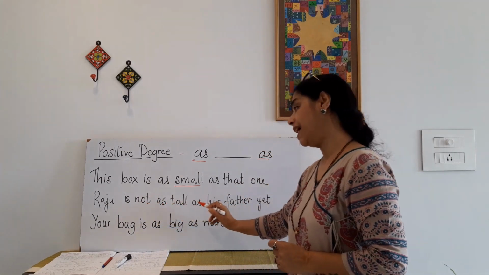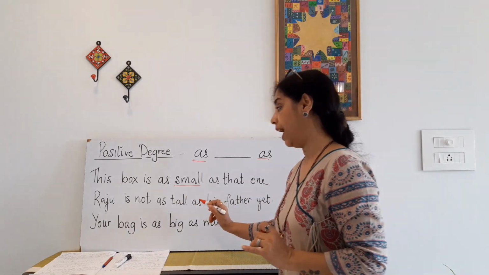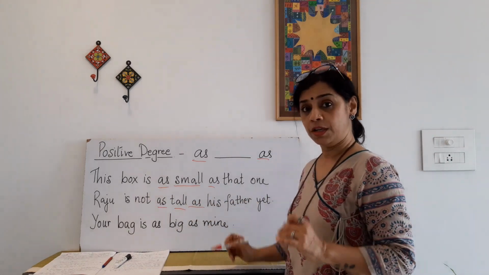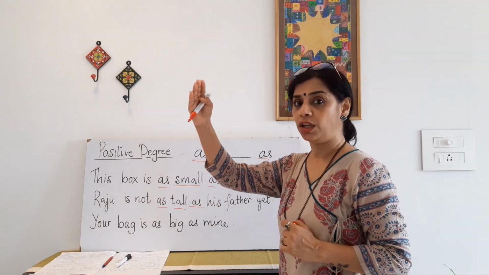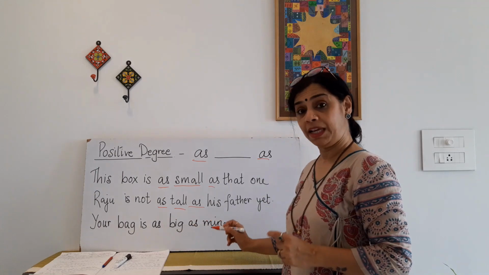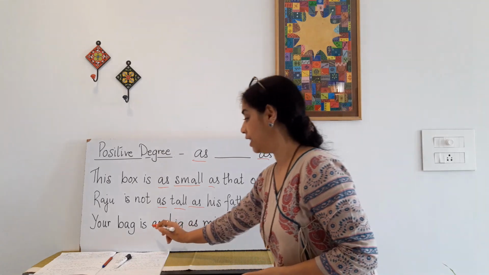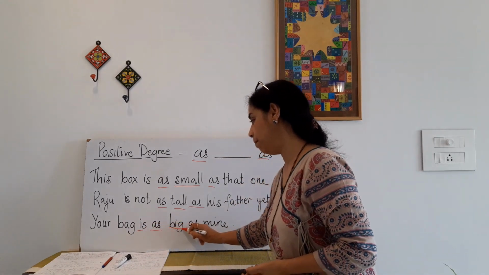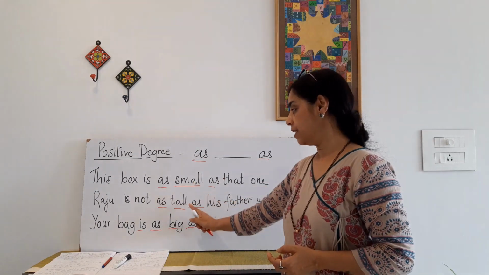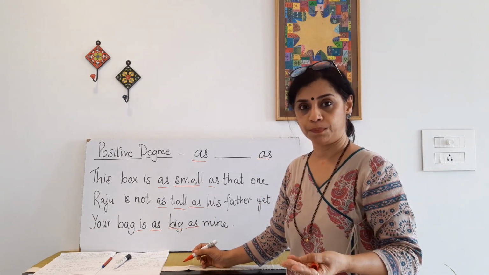Raju is not as tall as his father is yet. So it means Raju's father is taller than him or Raju is shorter than his father. Your bag is as big as mine. So when you're comparing 2 bags, they're the same. The size is the same, as big as mine. So in the positive degree, you will notice that the adjective remains the same and does not change its form.